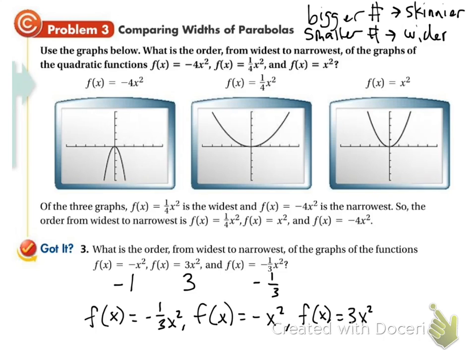Remember when I said earlier that if it's positive, it faces up, it's a U. If it's negative, it faces down. That's all that the negative symbol is affecting, okay? So that's why we're just looking at the number and not whether it's negative or positive.